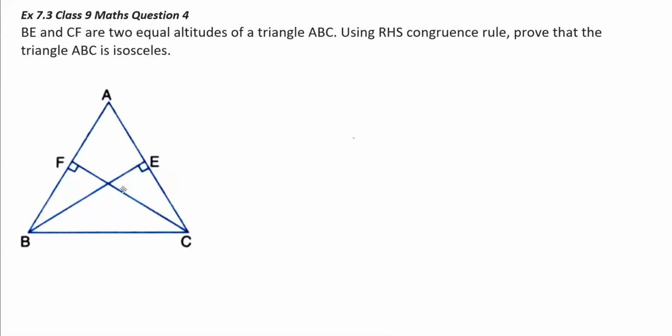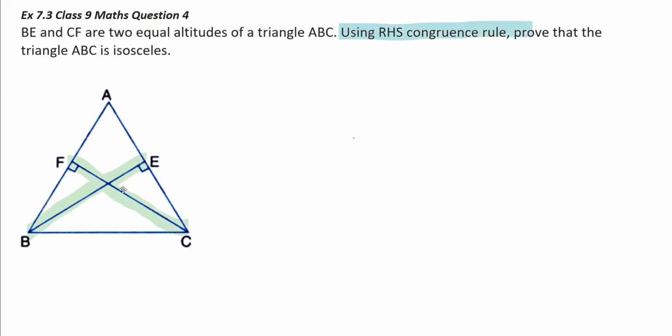Moving to the next question, that is question number 4, exercise 7.3. What we have, it says that BE and CF are the altitudes, two equal altitudes of this triangle. That means this altitude BE and the other altitude CF are equal, right? As you can see, it is mentioned equal. All right.